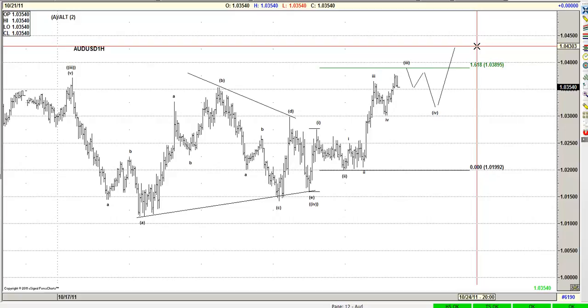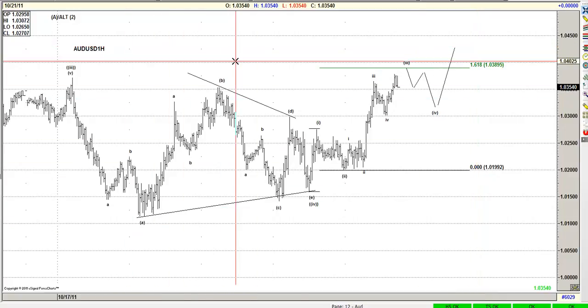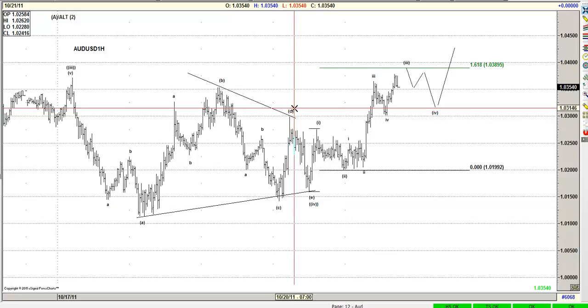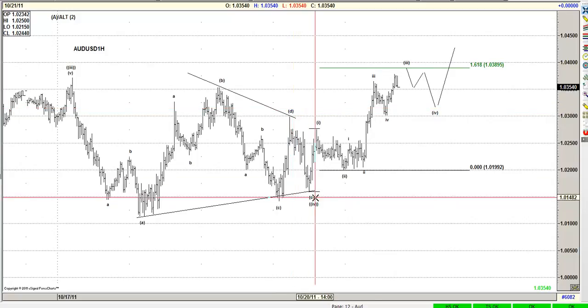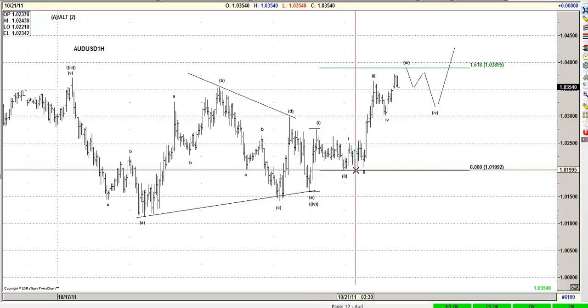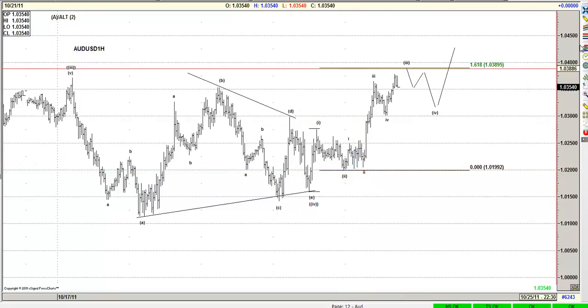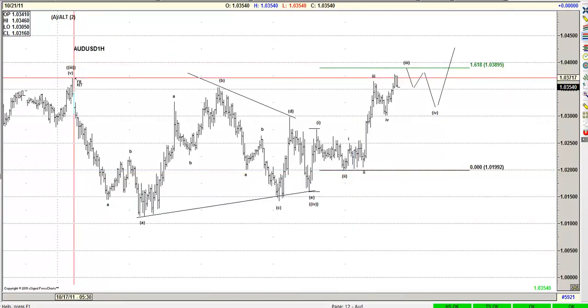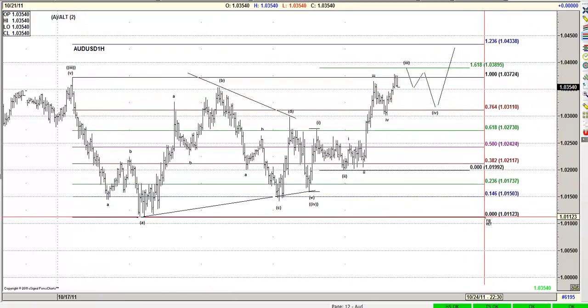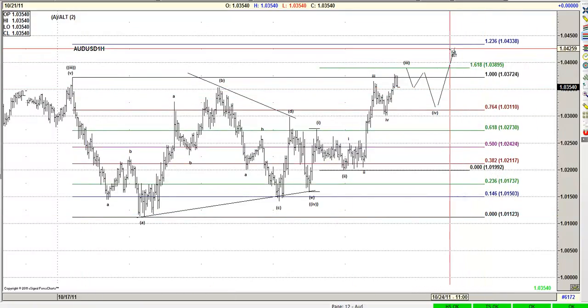There is an alternative, which is A, B, C, D, and the E wave takes the form of a triangle, A, B, C, D, E, and the move then starts at 102.12, 102.02. Anyway, my advice, Aussie needs to go minimum to 104.33 and from there lower.